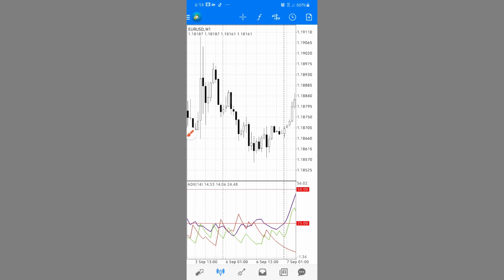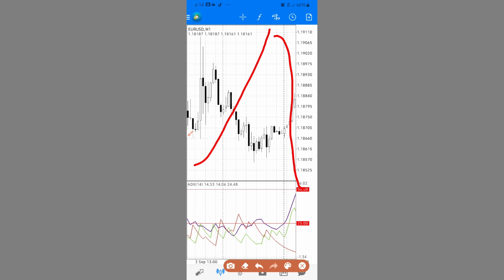Right now you'd ask the question: now that I know how strong the trend is, how do I know if price is going up or down? Because it's a non-directional indicator, it's not telling us whether we should buy or sell. It's just telling us the strength of the current trend. How do we know if we are trending upwards or trending downwards?